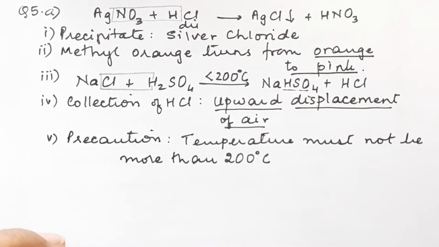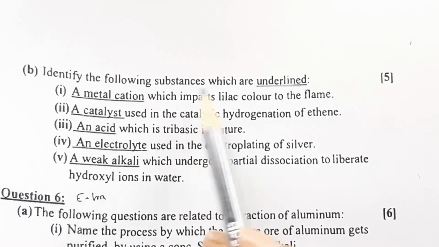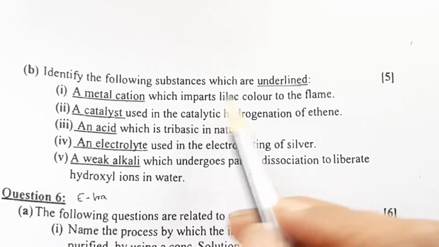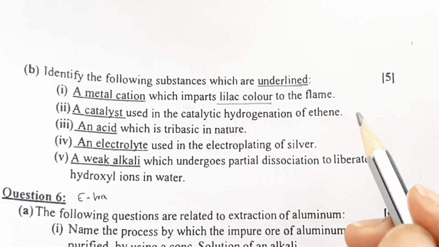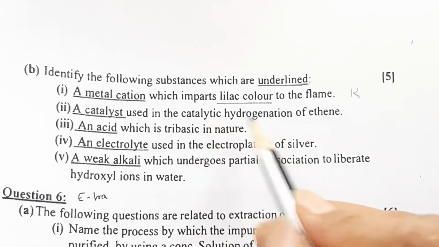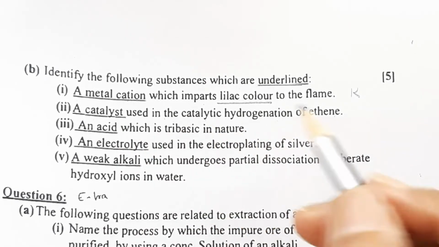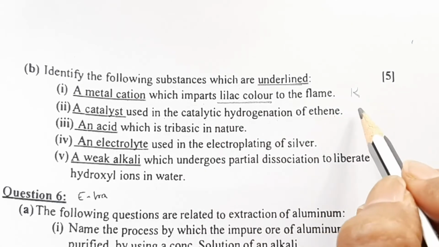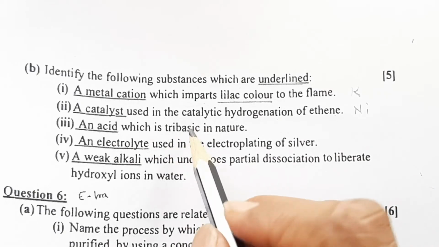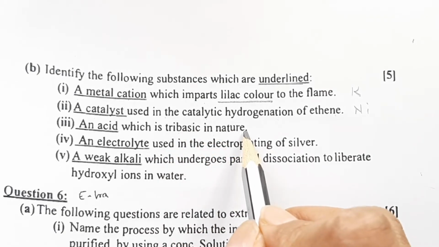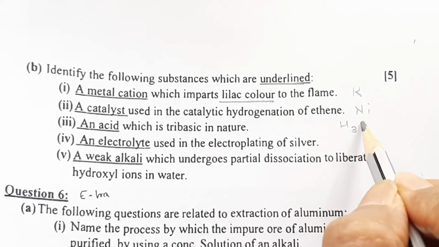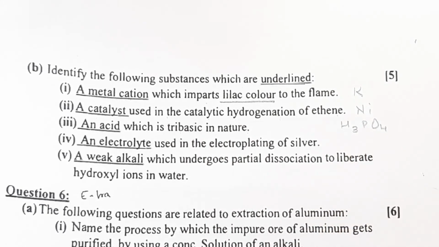Let's look at 5b. Identify the following substances which are underlined. A metal cation which imparts lilac color to the flame, and that will be potassium. A catalyst used in the catalytic hydrogenation of ethene. Catalytic hydrogenation is going to be with nickel and 300 degrees C. An acid which is tribasic in nature. Tribasic in nature will have 3 hydrogens. So you can write H3PO4 or H3PO3.